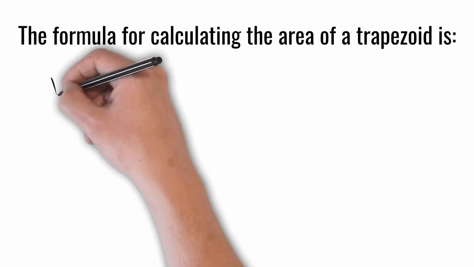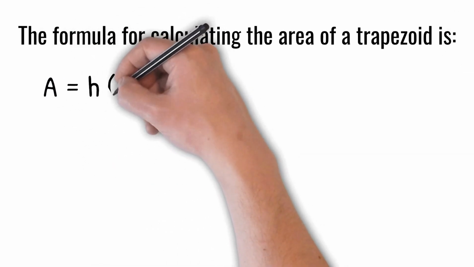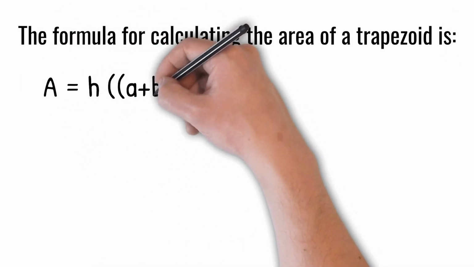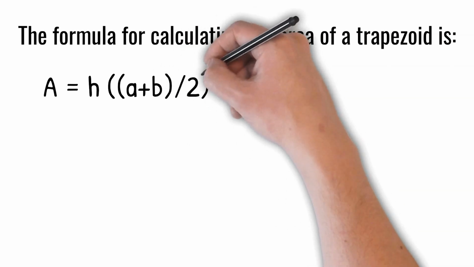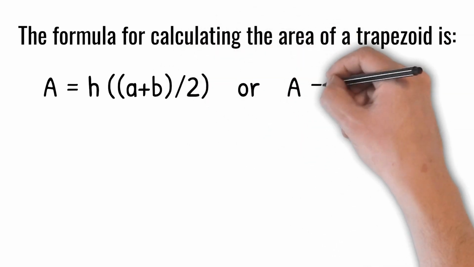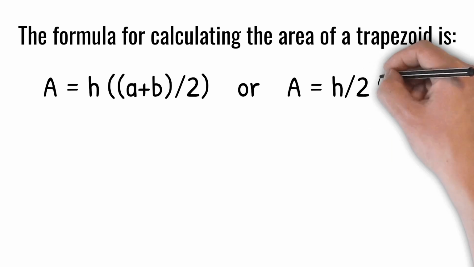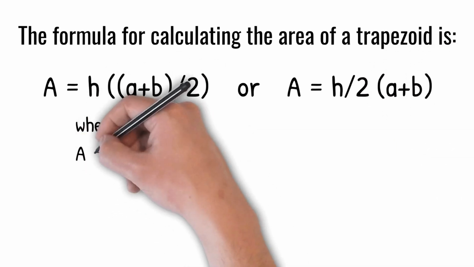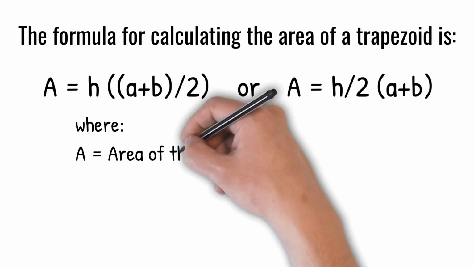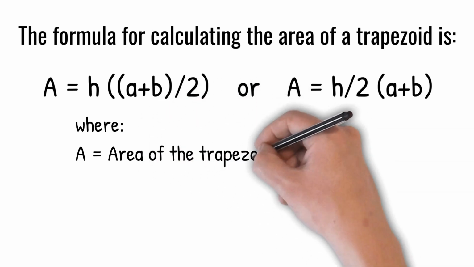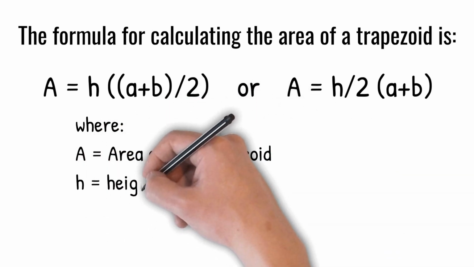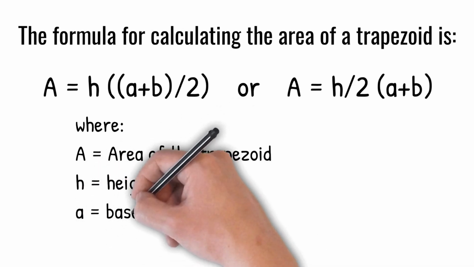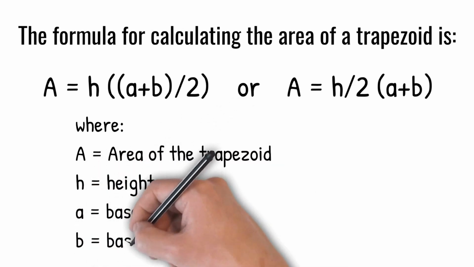The formula for calculating the area of a trapezoid is area equals the height multiplied by the half of the sum of the bases, or area equals the half of the height multiplied by the sum of the bases, where A equals the area of the trapezoid, h equals the height of the trapezoid, small letter a equals one of the bases, base a, small letter b equals the other base of the trapezoid, base b.